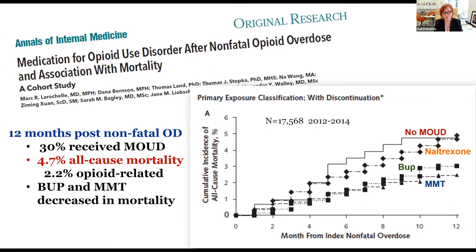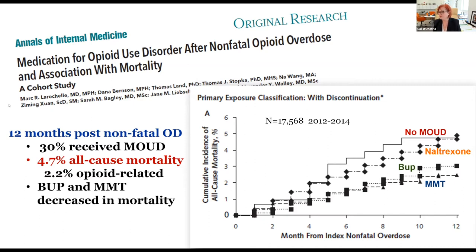This was a study from Massachusetts where they really were able to combine many data sets throughout the state. They're one of the few states that have the ability to do that. They looked at almost 18,000 patients between 2012 and 2014. All of these patients went to an emergency department for a non-fatal opiate overdose. What they found was really shocking. The fact is that if nothing is done, 5% of those patients will be dead in 12 months.